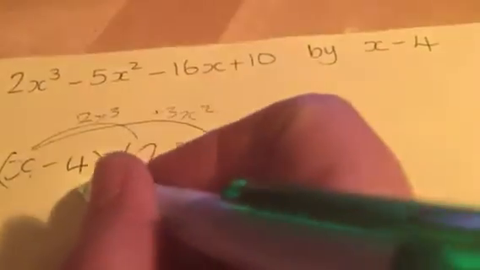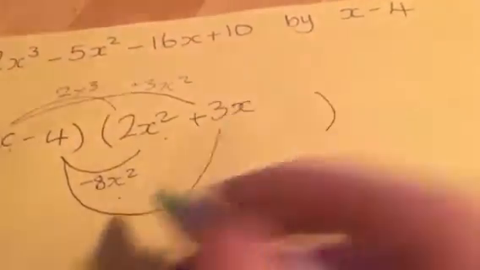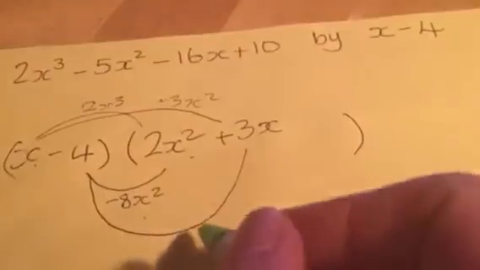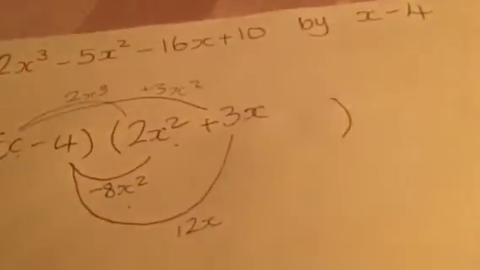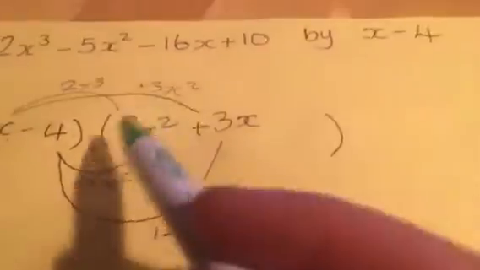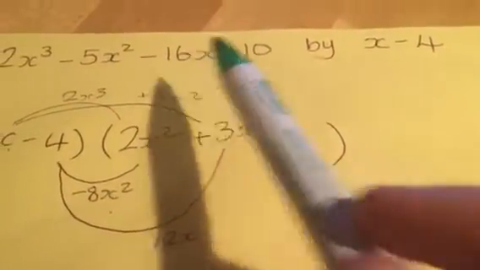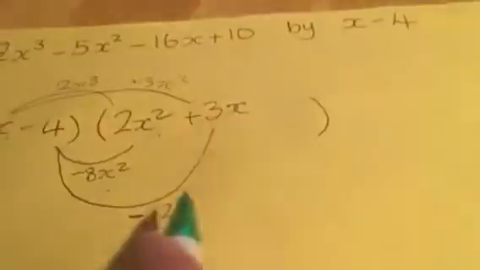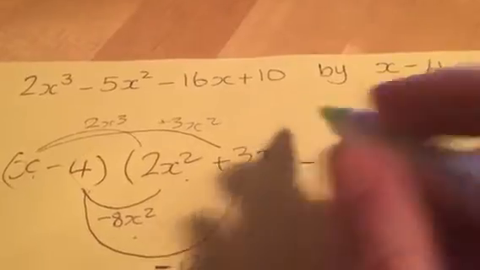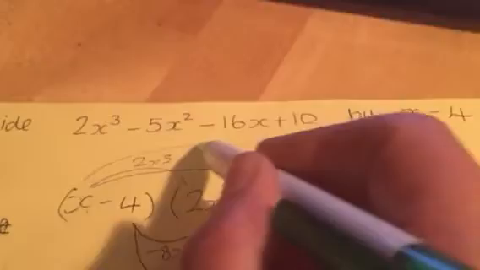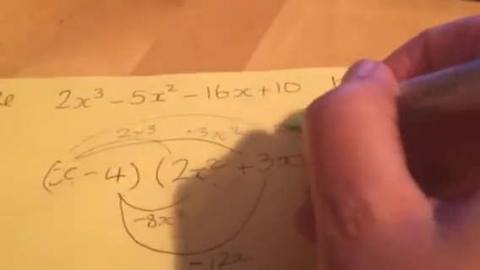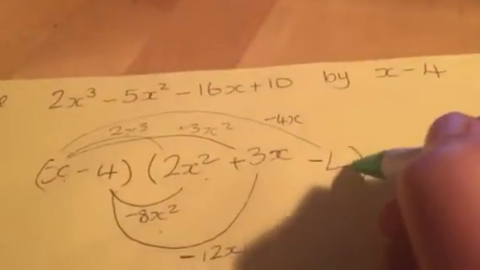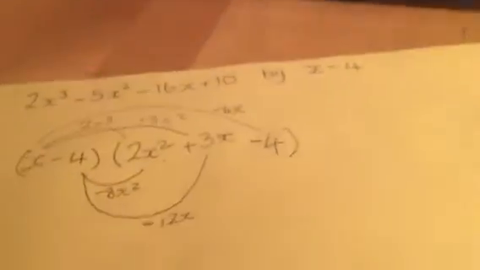I then look at this bit, and from here I've got minus 4 times 3x, that gives me minus 12x. So I've got minus 12x so far. I need minus 16x, so to get minus 16x, I need to have another minus 4x, and my minus 4x will come from here. So that gives me my minus 4x. So I need a minus 4 there.